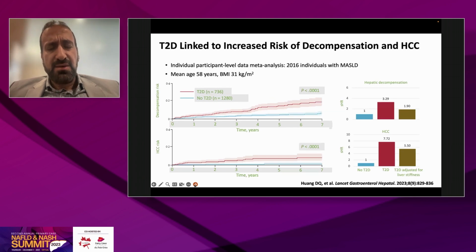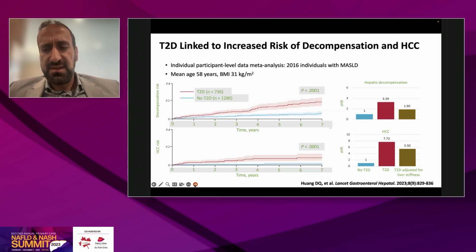And then finally, I want to show this new study that was published in the Lancet Gastro, looking at the impact of type 2 diabetes on outcomes. So this was a large cohort, over 2,000 individuals with and without type 2 diabetes, followed for an average of 7 years. And they looked at the risk of decompensation and the risk of liver cancer. And they showed the clear separation and the increased risk in patients with type 2 diabetes compared to patients with MASLD and without type 2 diabetes.